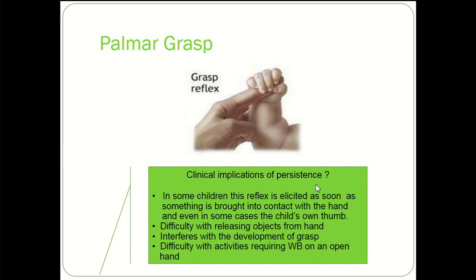If the reflex still persists, in some children it is elicited as soon as something is brought into contact with the hand, and even in some cases the child's own thumb. Difficulty releasing the object from the hand interferes with the development of grasp. There is also difficulty with activities requiring weight bearing on an open hand. So these are the clinical implications of its persistence.